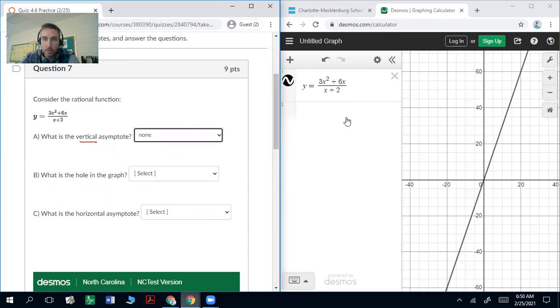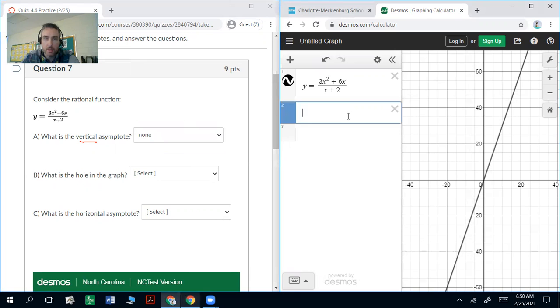So does it have a hole in the graph? Well, here's what we're going to do on that. We're going to factor the numerator. So the numerator is going to be a GCF. You can take out a 3x, and that's going to give you x plus 2.